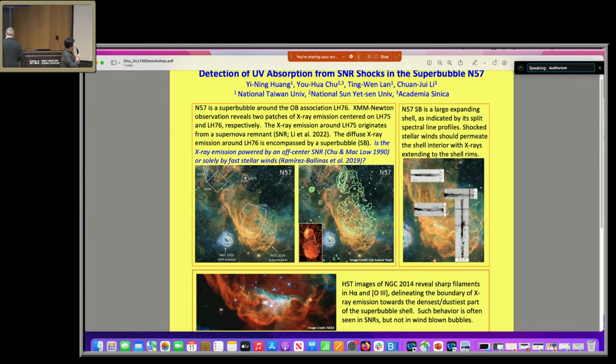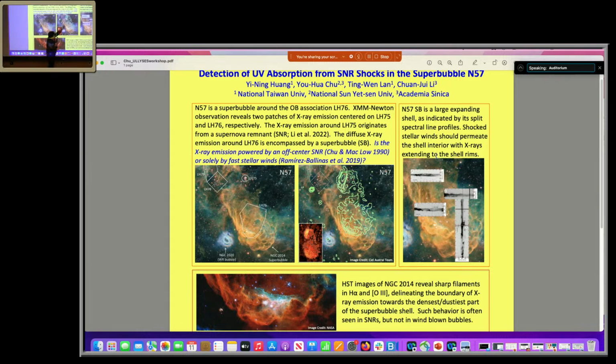This is students' summer program. So this is a superbubble, N57. There are OB associations here and there. And there's an X-ray emission field of this superbubble, and also another X-ray emission source up there. And that's a non-supernova remnant.